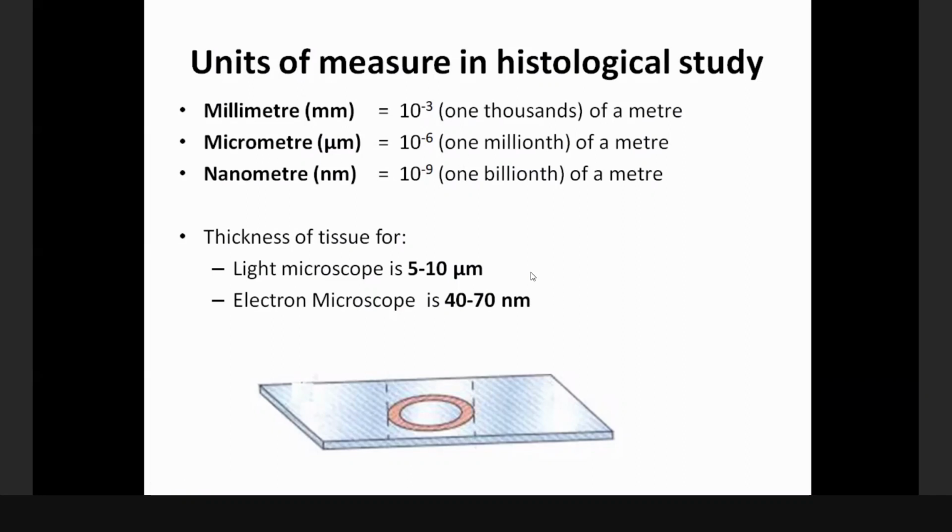Like, for example, you study histology under light microscopy, you study cytology under electron microscopy. For light microscopy, our tissue has to be sliced down to a thickness of about 5 to 10 micrometers. It's very thin. When it comes to electron microscopy, we have to get it sliced down to 40 to 70 nanometers. So that's what we are using.